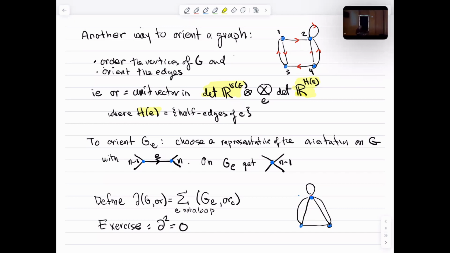Okay, and again, I want to use this orientation to define a boundary operator with boundary squared equal to 0. So to orient this, I choose some representative of the orientation on G so that the endpoints of E are ordered, labeled n-1 and n, and E is oriented in the direction from n to n-1, and then I just collapse E, and I get a local picture.